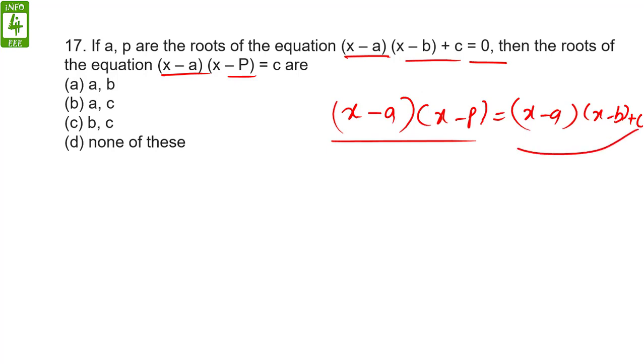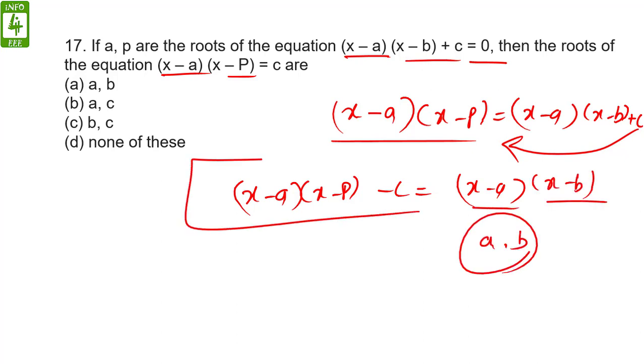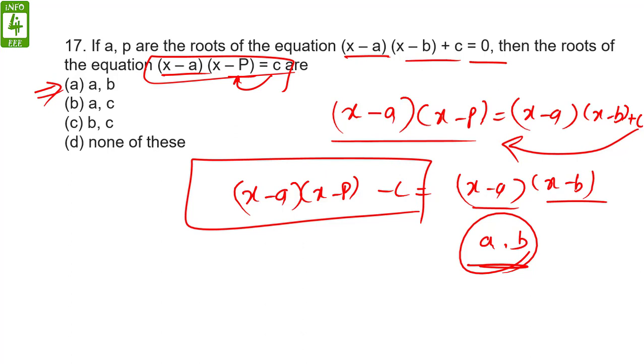So if I take c on the left hand side, what I'll get is this whole equation, which is equal to (x minus a) into (x minus b). So it means the roots are a and b. So this equation is equivalent to the roots of a and b. This is the same equation. So if you take the c on the left hand side, it will give you (x minus a) into (x minus b) minus c, which is equal to this equation. It means these are the two roots. So the answer will be a.